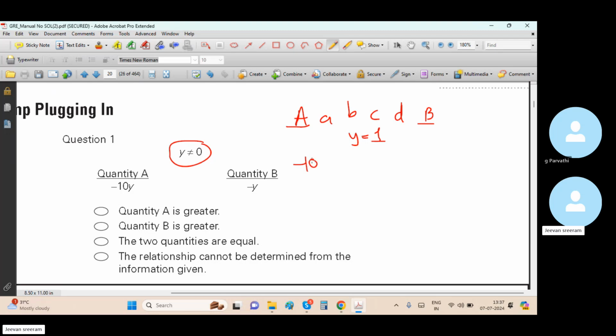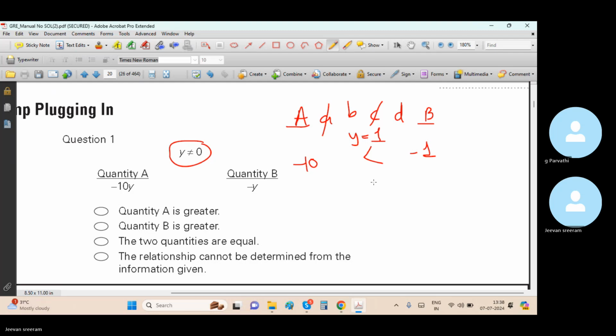So quantity A is going to be minus 10, quantity B is going to be minus 1. Which is greater? -1. So is it B or A? It's B for now. Quantity B is greater, correct? So once you get quantity B is greater as a result, what are the options? Cannot be my answer further. Both are equal, A and C, you won't get any result. A also greater, you won't get any result. Both are equal. If you get again a different result, that's going to be D.